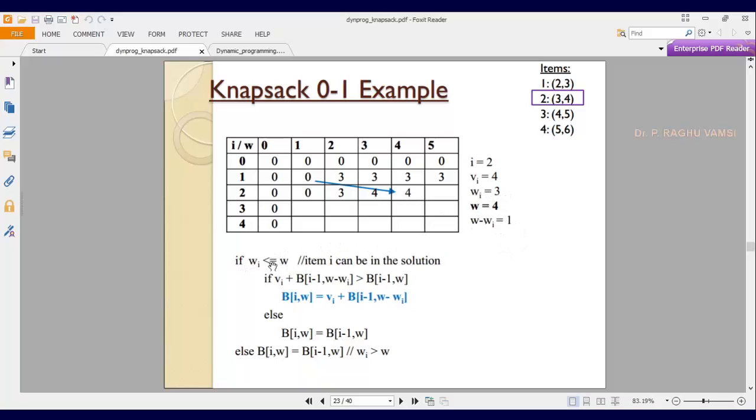Wi is 3. 3 is less than or equal to 4. The condition is true. Then we check Vi plus B of I minus 1, comma W minus Wi. Here I is 2, so 2 minus 1 is 1. So 1 comma W minus Wi. What is the W? 4 minus Wi is 1.